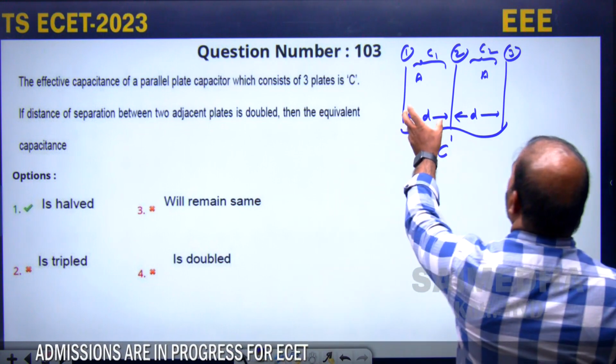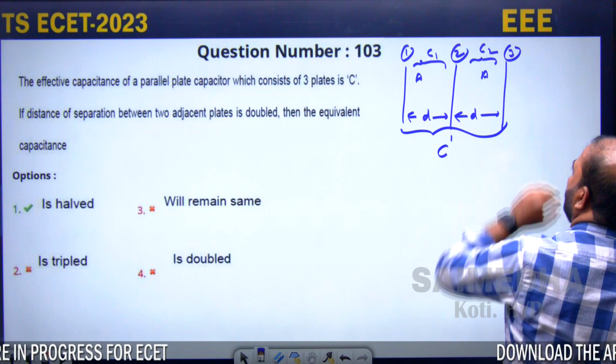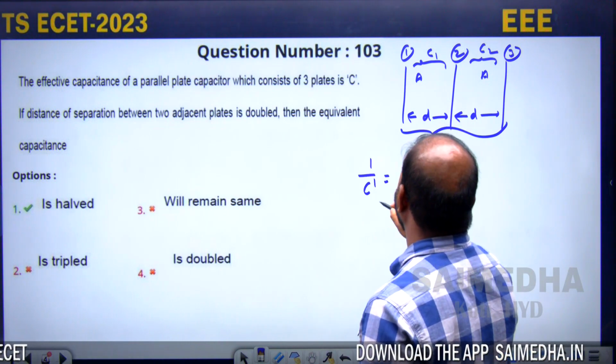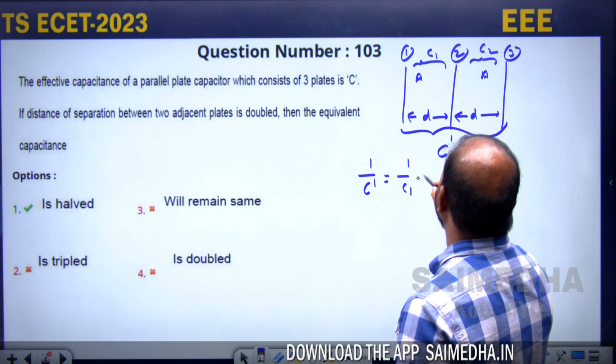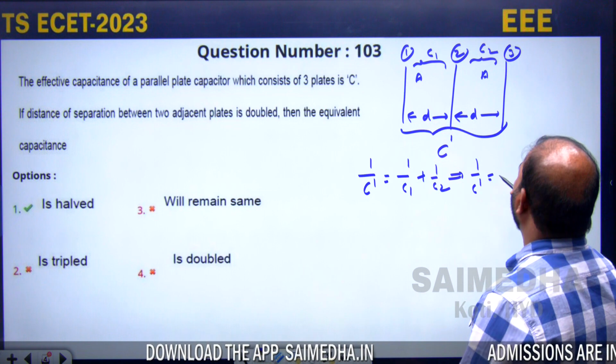How many pairs of capacitors are formed here? Two pairs, this one and this one. But they are in series. Then in series, what about the equivalent capacitance? 1 by C dash equals 1 by C1 plus 1 by C2.